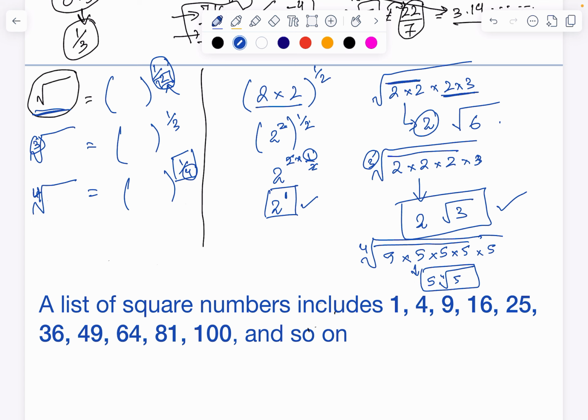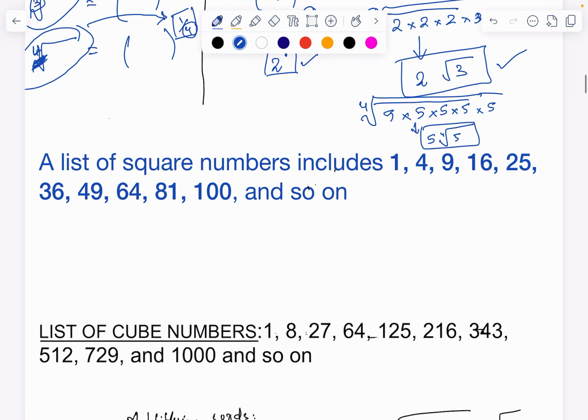So we have done two things. One is that this root means half power. This cube root means 1 over 3 power. This fourth root means 1 over 4 power. And this number tells us how many numbers are required inside the root to make one come out, right?